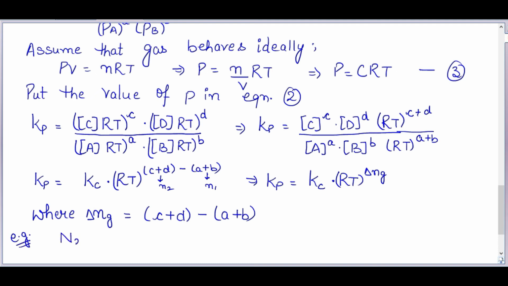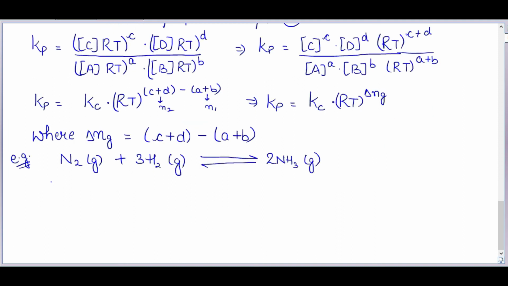N2 gas plus 3H2 gas are forming ammonia, that is 2NH3. Again I'm having gas. In that case, they write the relationship between Kp and Kc. I know that Kp equal to Kc (RT) raised to delta Ng, right?